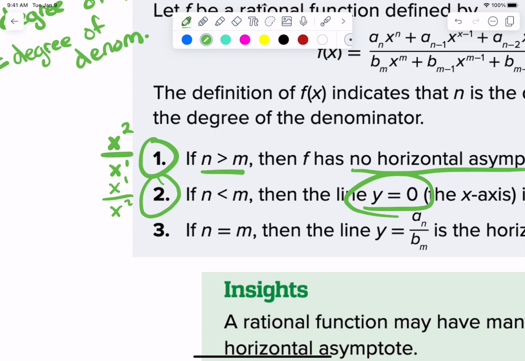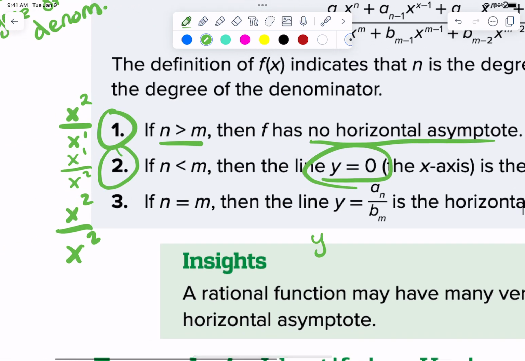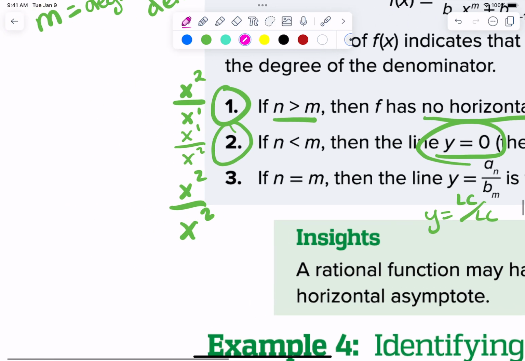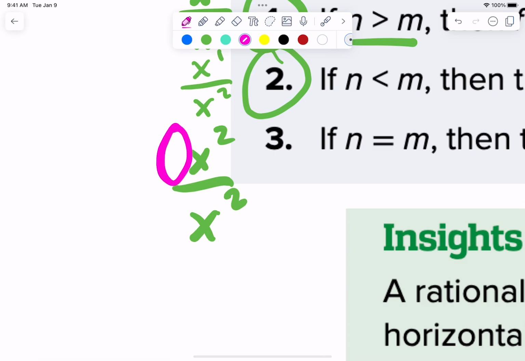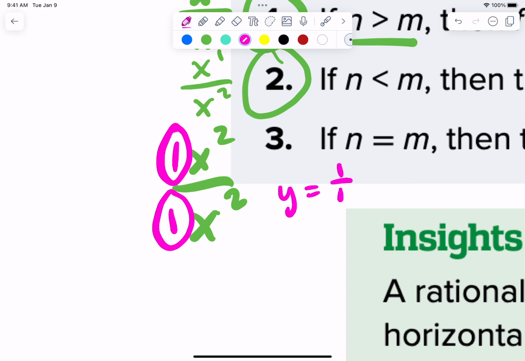Okay? Now, if N is equal to M, like x to the second power over x to the second power, I call it y equals LC over LC, and LC stands for leading coefficient. So this one's kind of boring. What's the leading number in front of x squared? 1. What's this leading number? 1. So in this case, y would be 1 over 1, or y equals 1 is my HA.